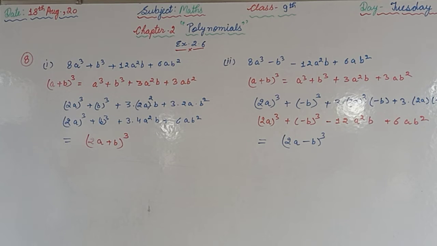whole cube. At the same time in part 5th, 27P cube means 3P whole cube. Minus 1 upon 216 will be the cube of minus 1 upon 6. So the answer will be 3P minus 1 upon 6 whole cube. So from the first 2 terms only you can assess the answer, but you are supposed to see whether the expression we are getting is resembling the identity or not.